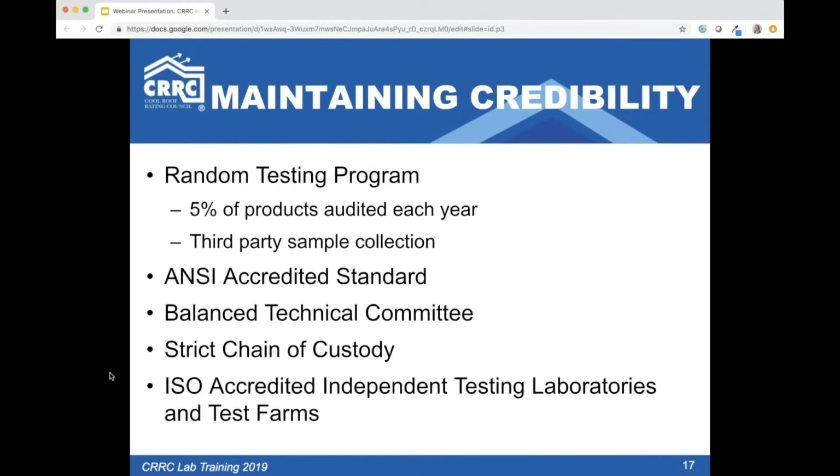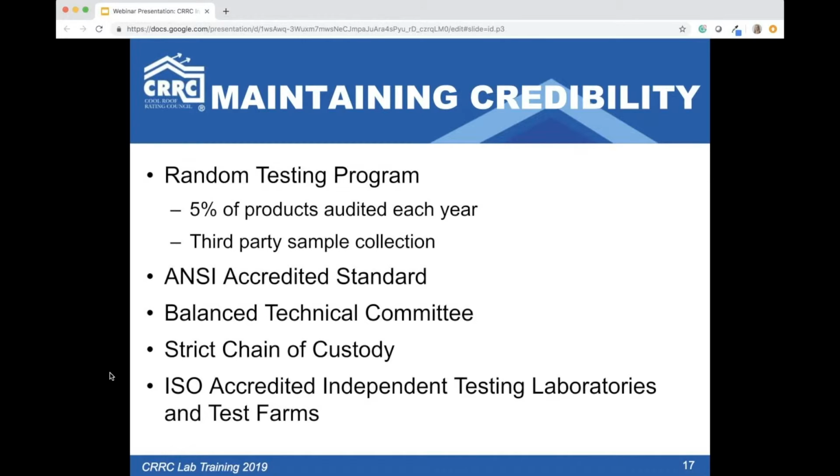So maintaining credibility is really important to the CRRC. We have a few ways that we do this. The first primary way is the random testing program. You can think of this as our annual audit program. Right now, 5% of eligible products are selected from our whole pool of rated products and basically, again, audited. So we actually collect the samples via a third-party collection agency to make sure that there's no tampering with the samples. And they come to CRRC headquarters, we label them and send them out in packages to our AITLs.